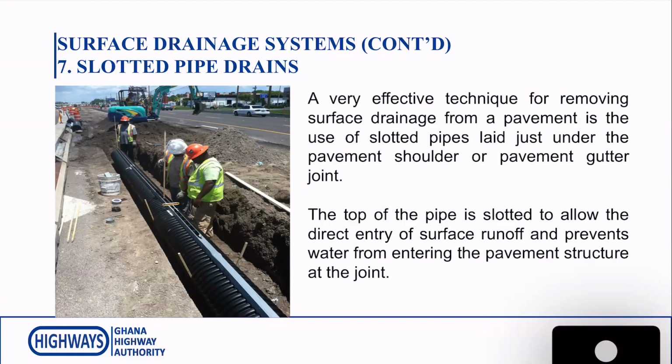The next one is what we call slotted pipe drain. Now, it's a very efficient technique for removing surface drainage from the pavement by the use of slotted pipes, which are laid just under the pavement shoulder or pavement gutter joints. The top of the pipe is slotted to allow the direct entry of surface runoff and prevents water from entering the pavement structure at the joint. It's a very efficient way of removing the water from the pavement and making sure that it doesn't enter the road pavement underlying layers, and is conveniently conveyed from the pavement to an outlet.